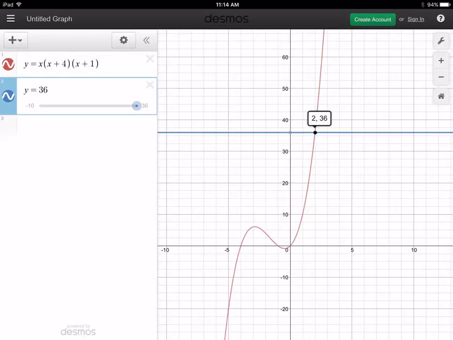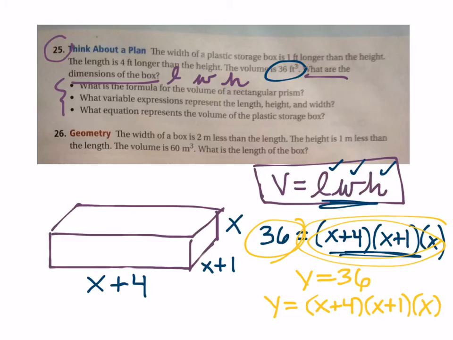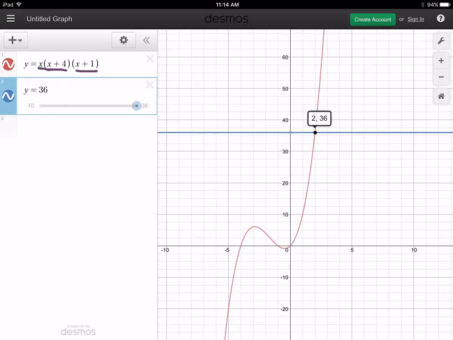Okay, so here's my graph. The other thing to notice, there's nothing wrong with moving these expressions around when you go to graph. We had x plus 4 first, and then x plus 1, and I've moved the x to the front, so it doesn't really matter with multiplication. Remember you can multiply in any order, that's the commutative property.